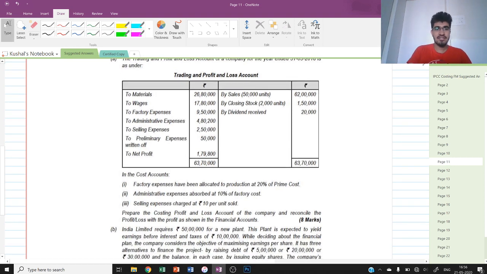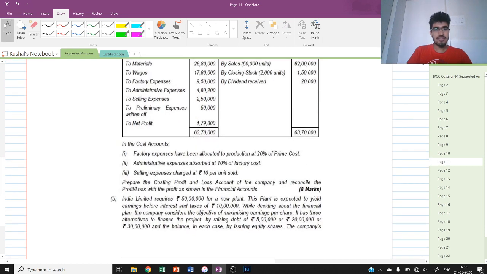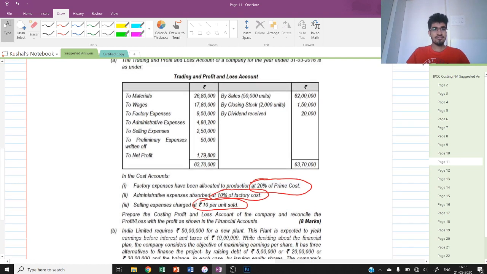Sales, closing stock, and the dividend have been given. In the cost accounts, factory expenses have been allocated to production at 20% of prime cost. Administrative expenses absorbed at 10% of factory cost, and selling expenses charged at rupees 10 per unit sold. Prepare the costing profit and loss account of the company and reconcile the profit or loss with the profit as shown in the financial accounts. This is also fairly an easy question.